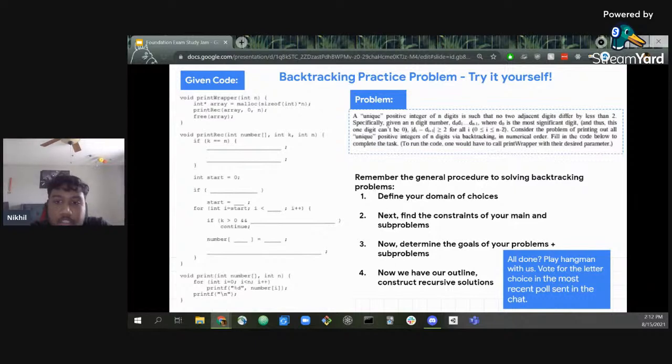The problem also states to avoid instances where 0 is the first element of the array, or the most significant digit. So go ahead and fill in the blanks of the solution with the proper code and think about how the general four guidelines I've outlined can help you solve the problem.